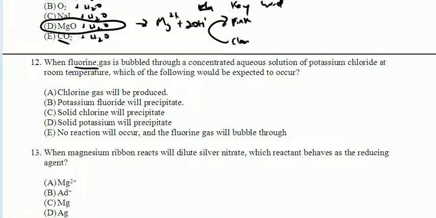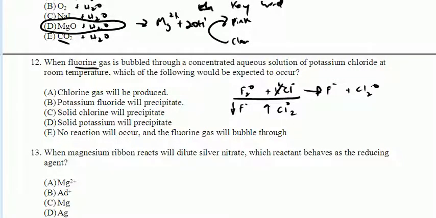When fluorine gas, F2, is bubbled into a concentrated solution of potassium chloride at room temperature, which of the following would be expected to occur? Before you answer the questions, let's just do the reaction. You see ions, you see one neutral atom, so we're going to do redox. F is going to go down to minus. Cl is going to go up to 0. Potassium is my spectator ion. So in this reaction, fluorine was reduced. It's the oxidizing agent. Chlorine was oxidized, so it's the reducing agent.